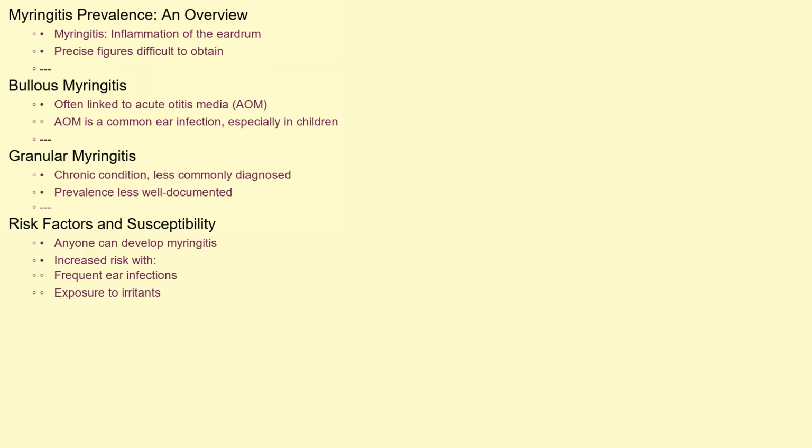Understanding how common myringitis is requires a bit of context. While precise figures are difficult to obtain, bullous myringitis often occurs in conjunction with, or as a complication of, acute otitis media, which is a common ear infection, especially in children. Granular myringitis, being more chronic, is less commonly diagnosed and its prevalence is less well documented. Anyone, regardless of age, can potentially develop either type of myringitis, although certain factors, like frequent ear infections or exposure to irritants, may increase the risk.